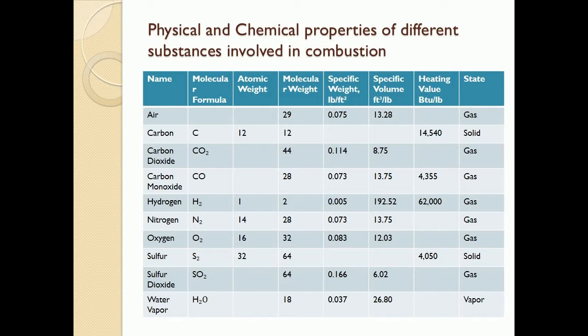Physical and chemical properties of different substances involved in combustion. Some of the important things that you review are the differences in specific volume and heating values for the different components involved in the combustion of coal.